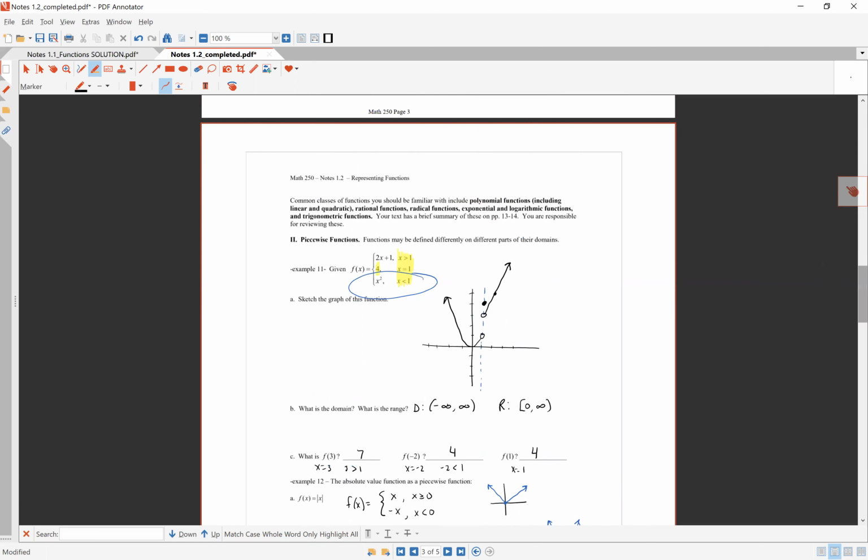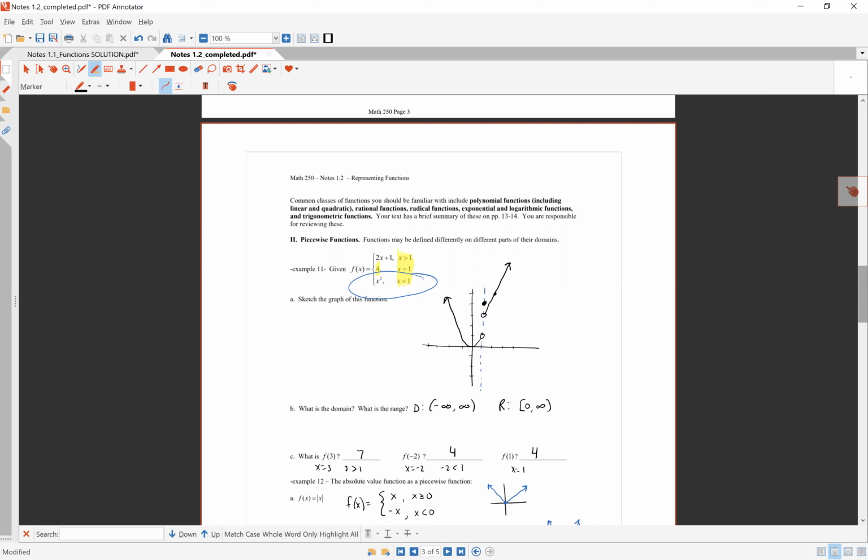Here's something you may not have seen, though I think we did teach this in algebra. I haven't taught algebra in a long time. Some functions have a formula that is different depending on the independent variable. Here you have the function 2x plus 1 for x greater than 1, f of x is 4 for x equal to 1, and for x less than 1, the formula is x squared. To draw the graph with pencil and paper, you'd have to take your pencil off the paper because it's not continuous. At x equal to 1, it jumps up to 4.